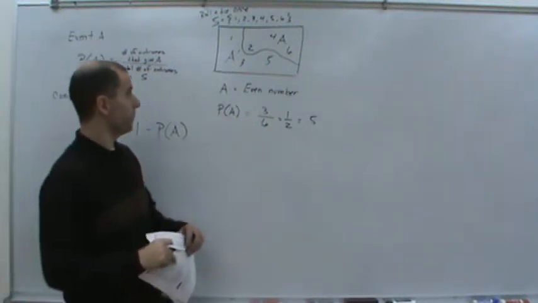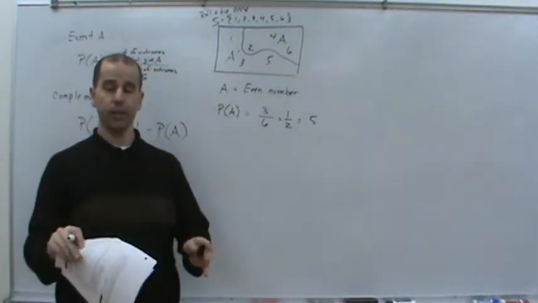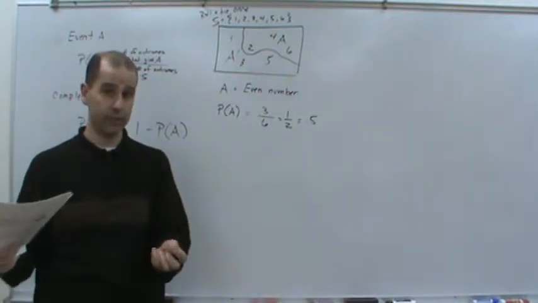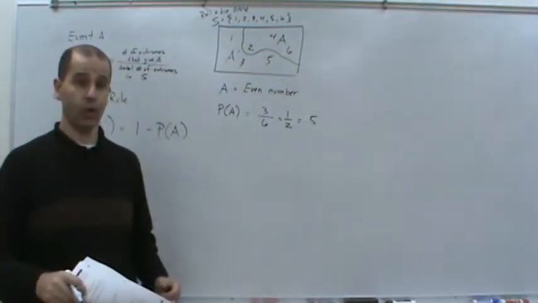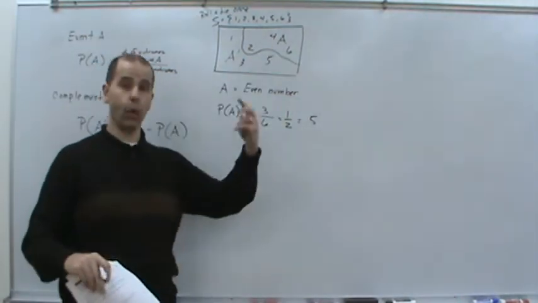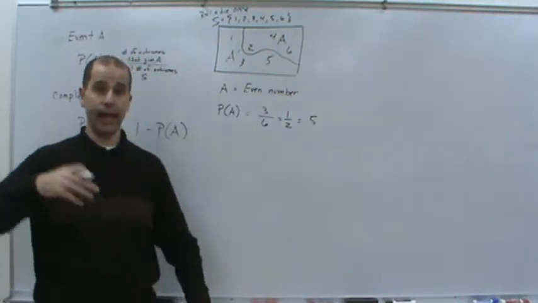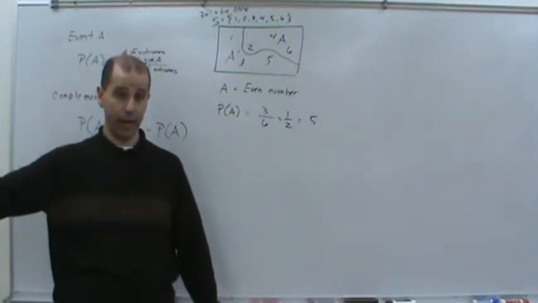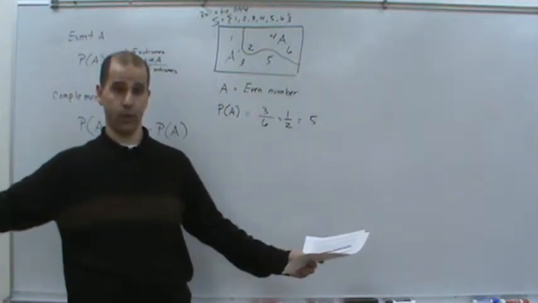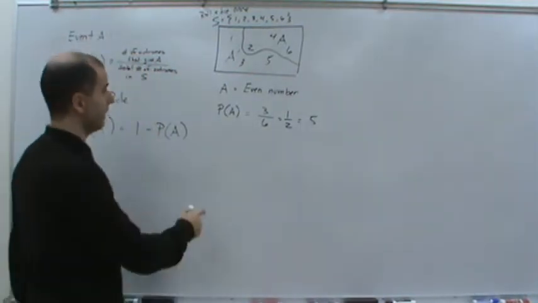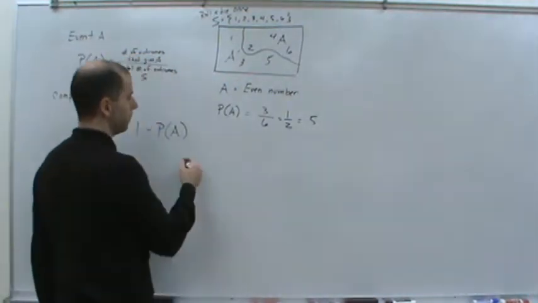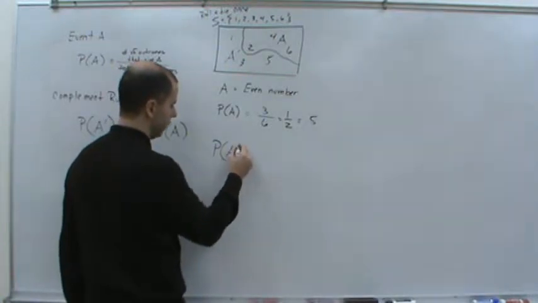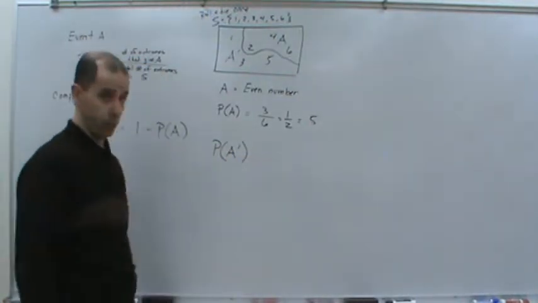So in other words, whenever you're talking about complements, you're splitting the sample space into two pieces. They don't have to be equal pieces, but they're two different pieces. So A is on one side, not A, or A complement, or A prime is on the other side. That's it. Okay? So in this case here, if I wanted to find the probability of A prime, right?